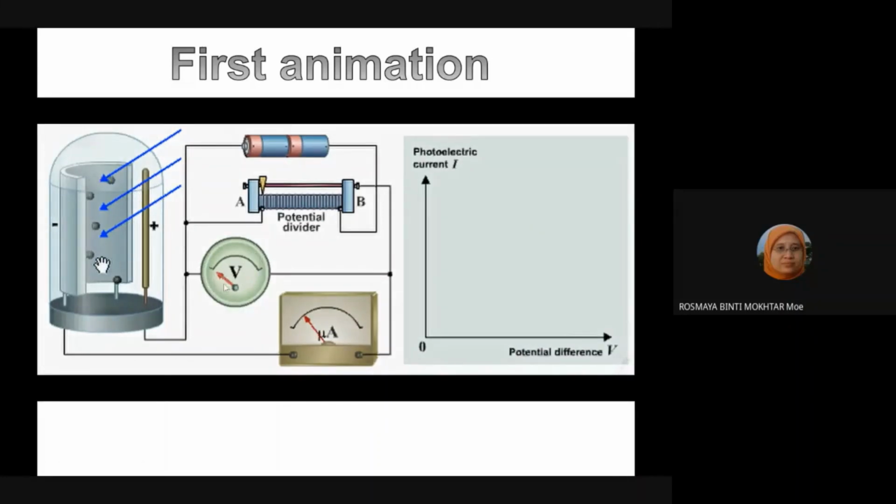So the voltage here starts from 0. The current is still shown here, even though the voltage is 0. We increase the voltage, then the current increases. So this is the graph, until it reaches maximum. So the current reaches maximum, even though the voltage continues increasing.